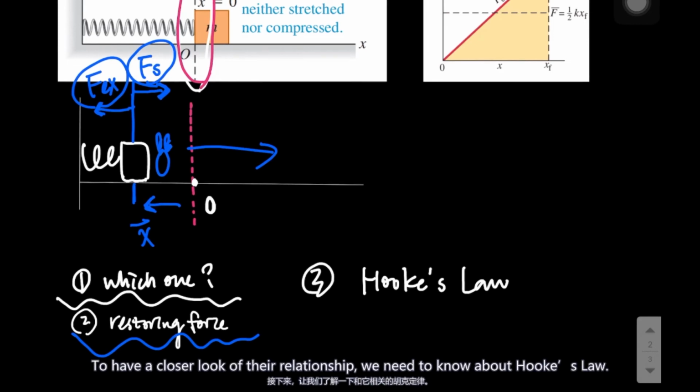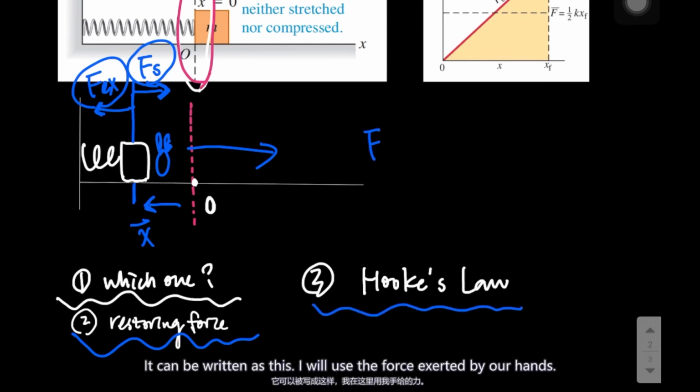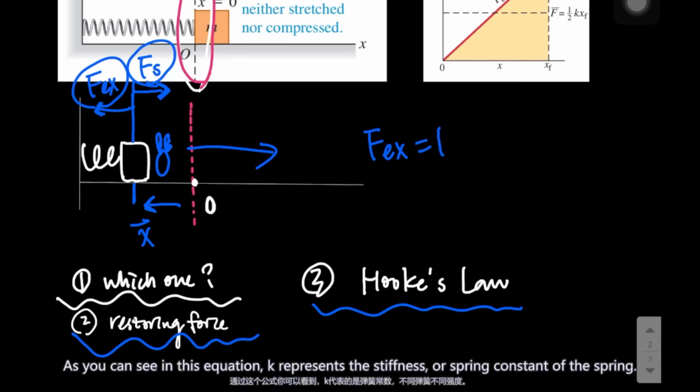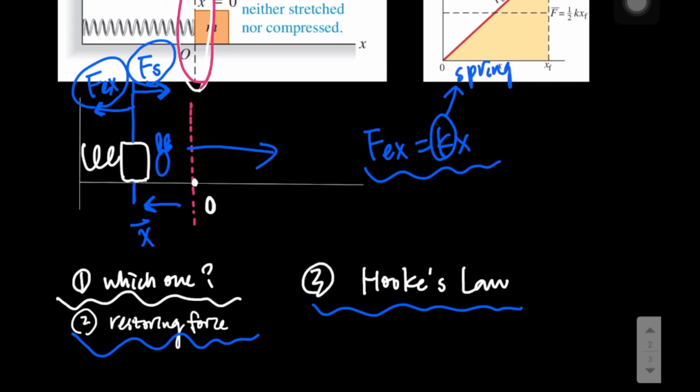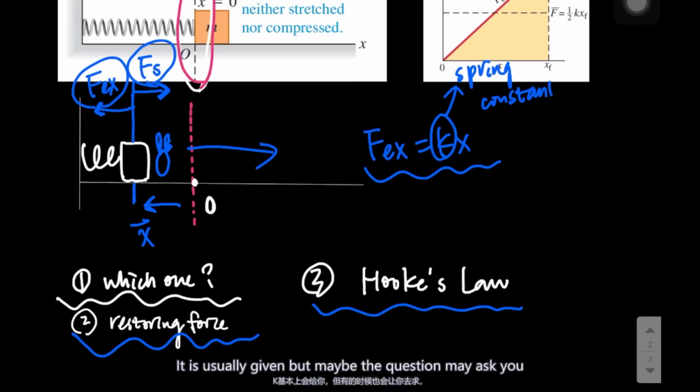Okay, so to have a closer look at the relationship, we need to know about Hooke's law. It can be written as this. I will use the force exerted by our hand. As you can see in this equation, k represents the stiffness, or in short, the spring constant of the spring. It is usually given, but the question may also want you to find it through a graph or something like that.